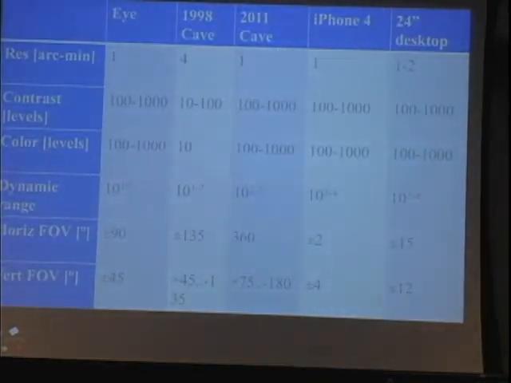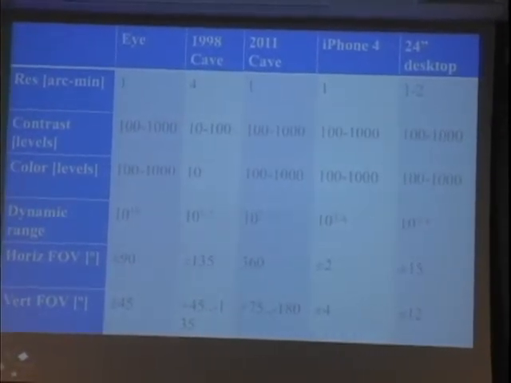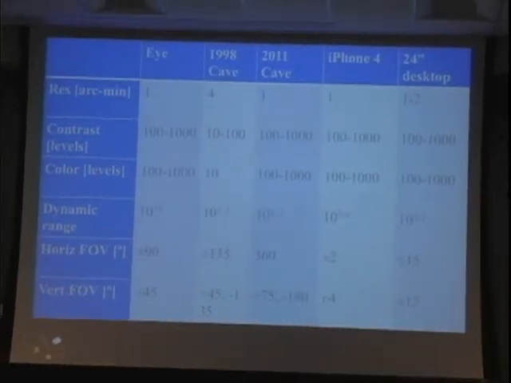So just as a point of context, I can show you some of the stats on the eye, and the 1998 CAVE that I showed you a lot of examples of. You can see the much better match between the eye and the proposed CAVE that we're building. We still can't do the 10 to the 10th dynamic range of your eye, but we do get 360 degrees around in the horizontal direction, and we go from 75 degrees all the way to 180 now in vertical field of view.